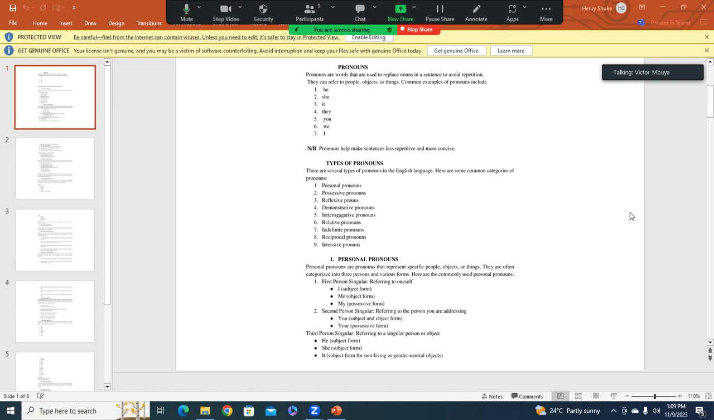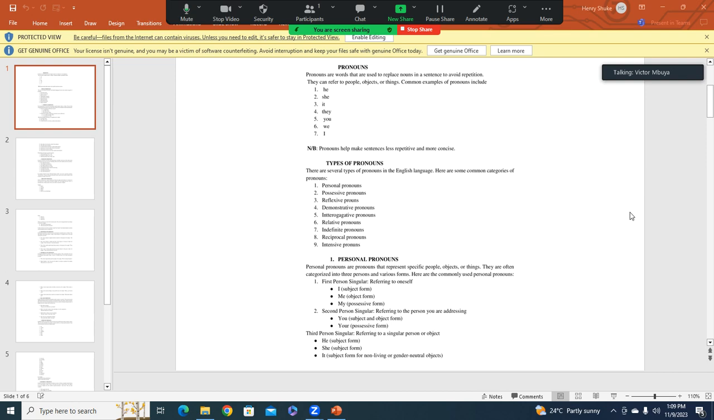So what are personal pronouns? Personal pronouns are pronouns that represent specific people, objects, or things. They are often categorized into 3 persons and in various forms. Here are the commonly used personal pronouns.